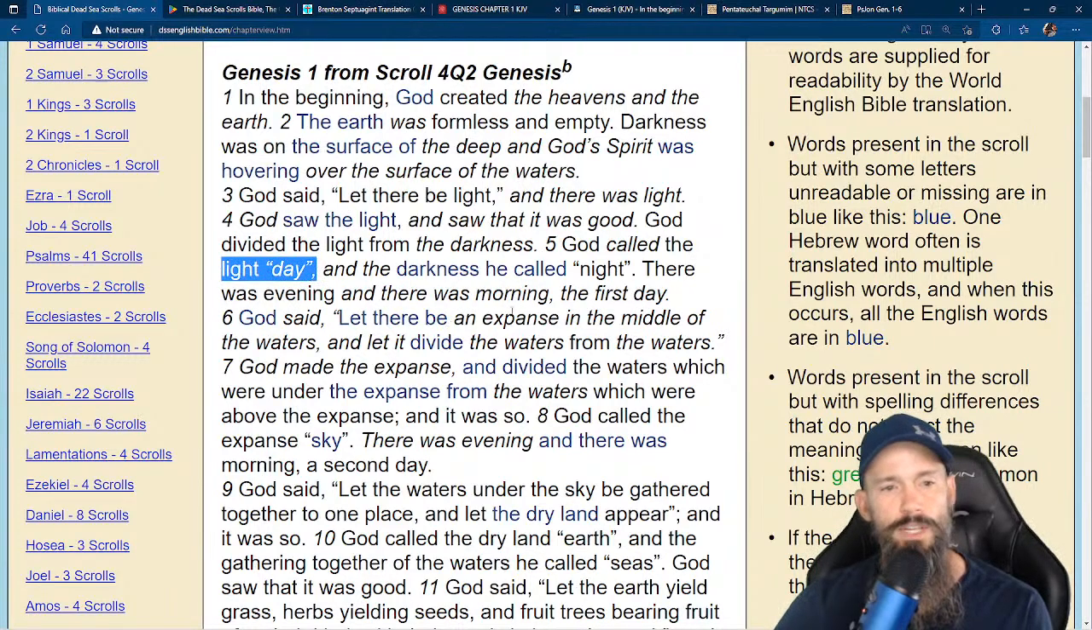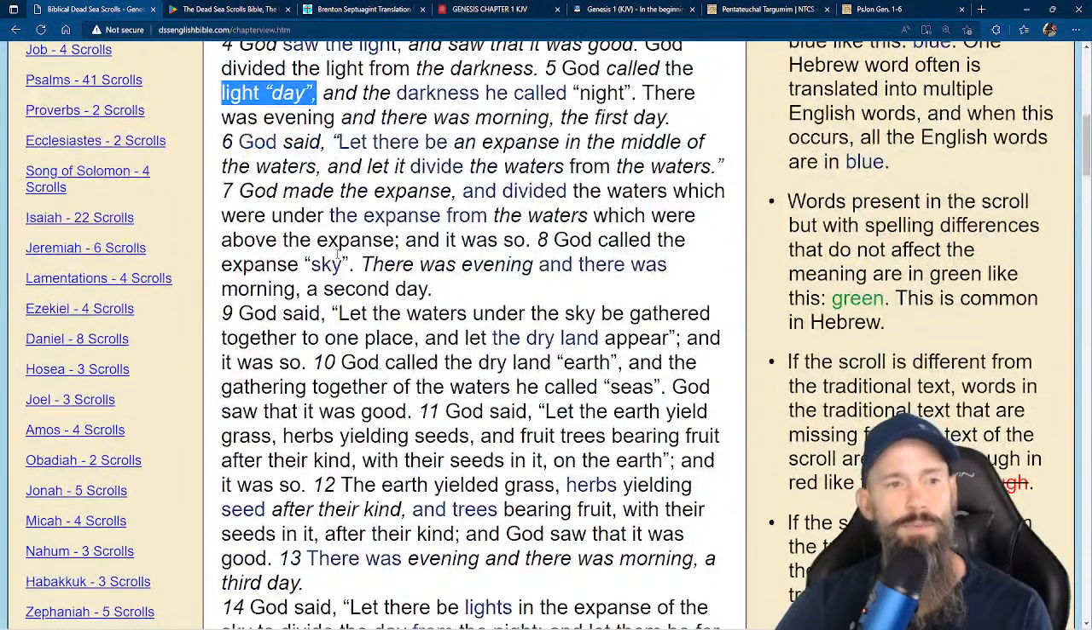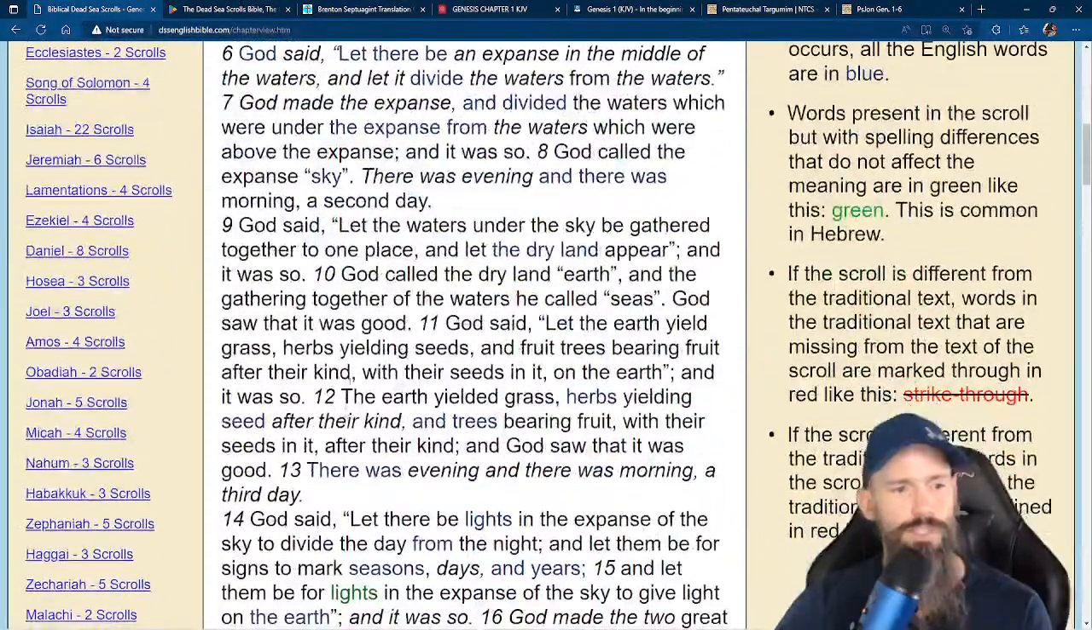Yahuwah said, "Let there be an expanse in the middle of the waters, and let it divide the waters from the waters." Yahuwah made the expanse and divided the waters which were under the expanse from the waters which were above the expanse, and it was so. Yahuwah called the expanse sky. There was evening and there was morning, a second day. Now that's verses 1 through 7 there.